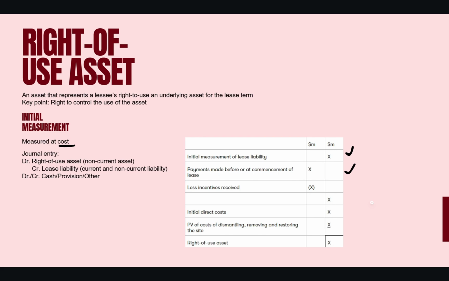What is the initial direct cost? It's basically the cost that is needed to make sure that your asset is ready to use. For example, the cost to bring the asset from the supplier to your factory, and that is your right of use asset value.